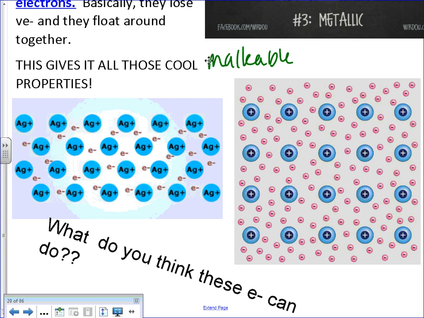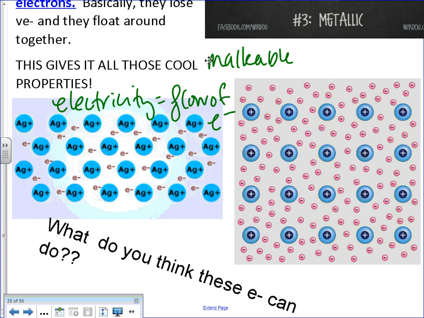Why in the world would these loose electrons be able to conduct electricity? What is electricity? The big question of the day. It's just the flow of electrons. That's it. That's all electricity is, okay? Electricity is the flow of electrons. So every time you use electricity, electrons are just moving from point A to point B. So if they are free to go, like they're free in this little mobile state, and you want them to flow in one direction, they do.